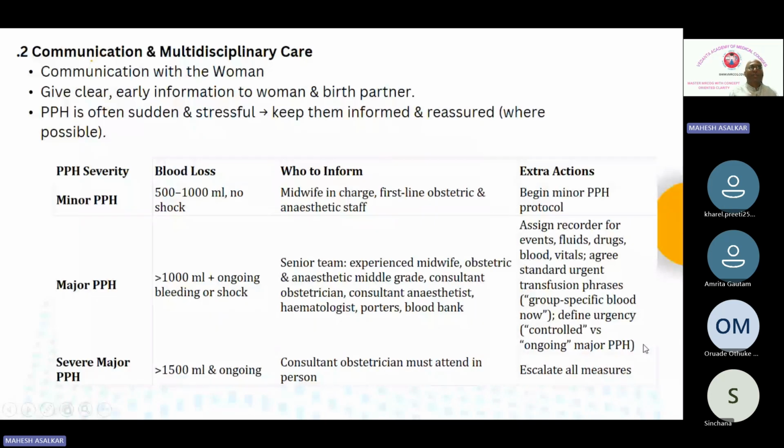Okay. Then communication and multidisciplinary team. If it is a minor PPH, 500 to 1000 ml, there is no shock. Who will look into it? Whom to inform? Midwife in charge, first line obstetric and anesthetic staff, and extra actions, begin minor PPH protocol. Major PPH, more than 1000 ml, the patient is still bleeding or there is a shock, you need to call the senior members. Okay. Then severe or major PPH more than 1000, the consultant obstetrician must attend in person.